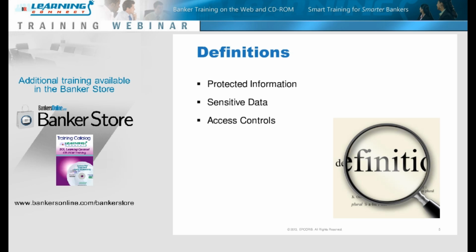And there are 3 newly defined terms within the ACH rules, or 3 terms that we need to make sure that we understand. One is protected information, one is sensitive data, and the third is access controls. And Raylene's going to go into a little bit more of that once we get into the implications and really talking about some of these things.